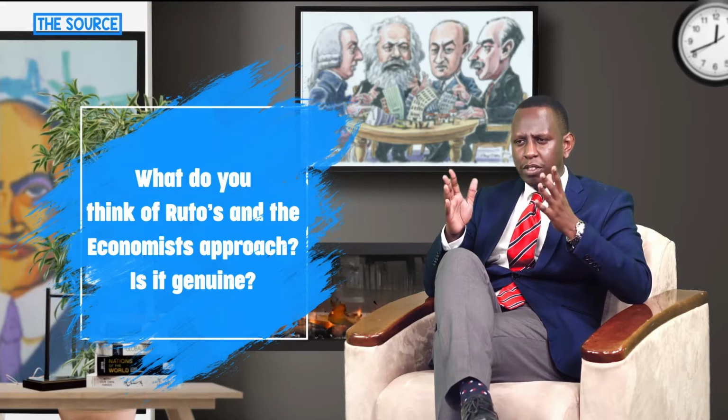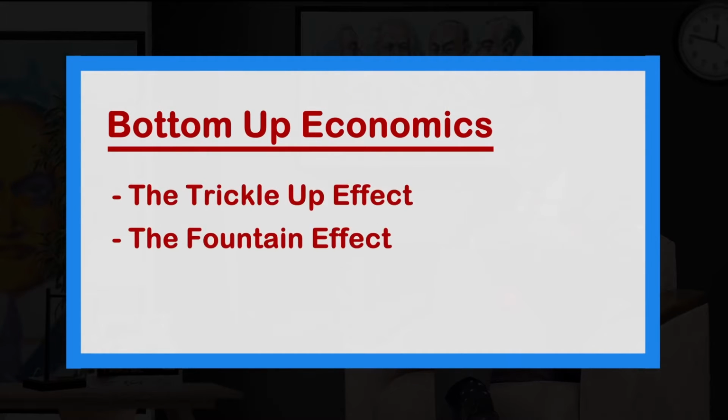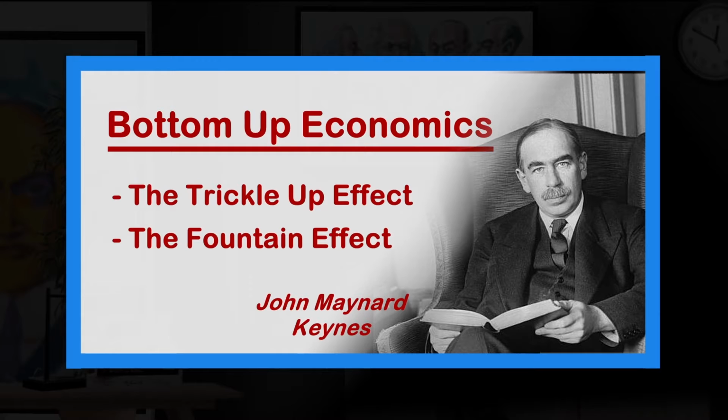You see, bottom-up economics is also known as the trickle-up effect or the fountain effect. It's a concept coined by famous monetarist John Maynard Keynes. And the central thesis of this concept is economic progression driven by the middle class through fiscal and monetary interventions. For example, if the government wants to spur up spending by the middle class, they cut taxes, they cut interest rates, and they increase government spending as well. Now, producers are incentivized to produce, banks are incentivized to lend, factories are incentivized to hire, and this is done by targeting a specific social economic class of people.